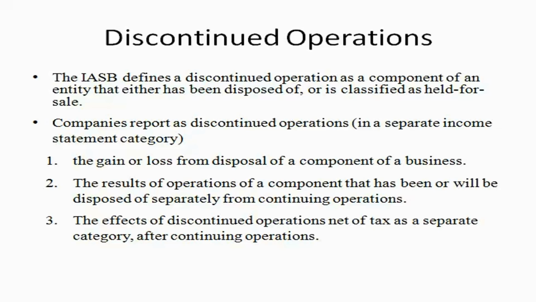Number 1, the gain or loss from a disposal of a component of a business. Number 2, the results of operation of a component that has been or will be disposed of separately from continuing operation. Number 3, the effect of the discontinued operation net of a tax as a separate category after continuing operations.